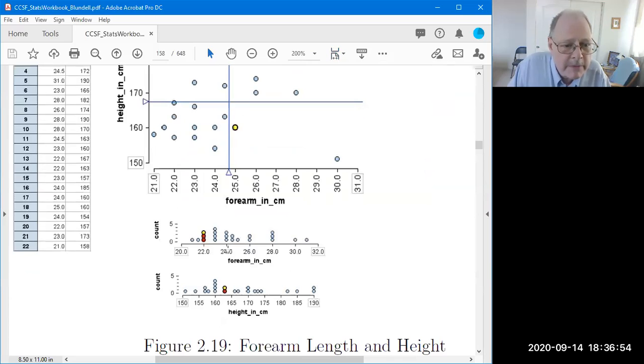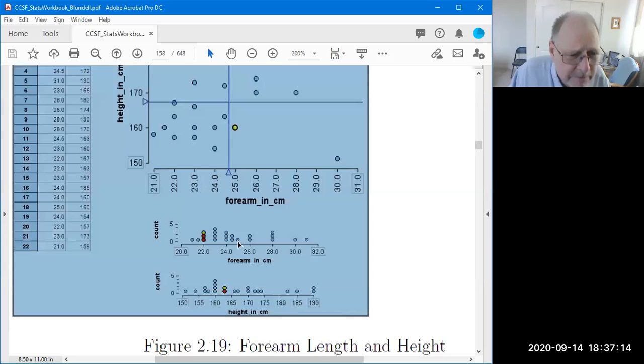See the forearm length of 25, is it one of these two dots, or is it this guy right here? I'm just guessing. It looks to me like 25 would be halfway between 24 and 26. It looks like it's the guy by himself here.